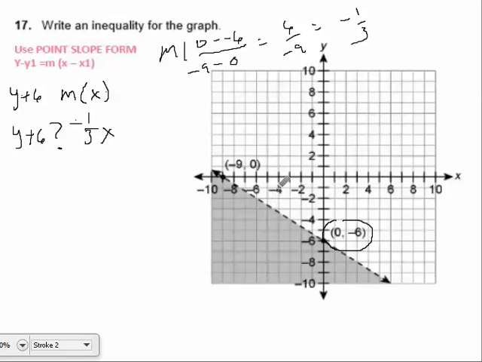So if I use the point 0, 0, putting 0 in for y gives me a 6, and 6 is greater than 0. So it'd be this way. y plus 6 is greater than negative 1/3 x. That would be my final answer.